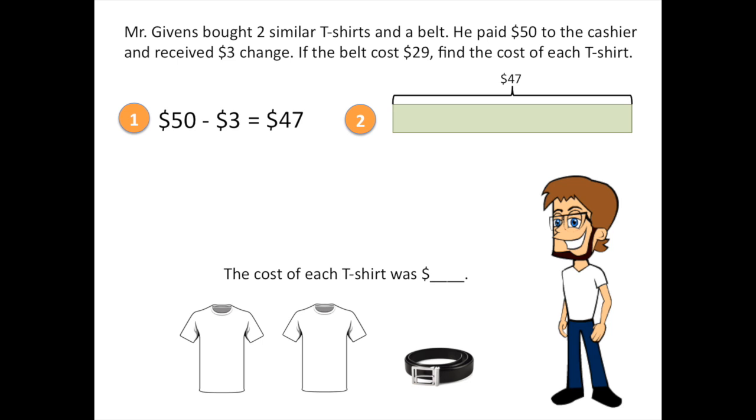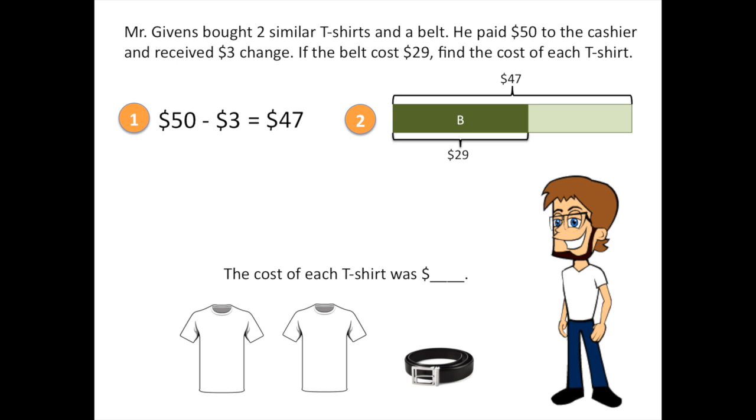So I'm going to separate a little bit over half of the bar because 29 is more than half of 47 and we want our bar to always be set up. We want the parts of the bar to be reasonable. So I'm going to separate a little over half of that bar, write a B in it because that's going to represent the belt. And I'm going to label it $29 because the belt cost $29.